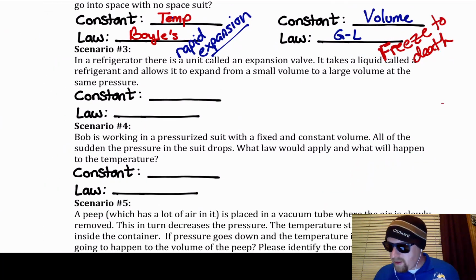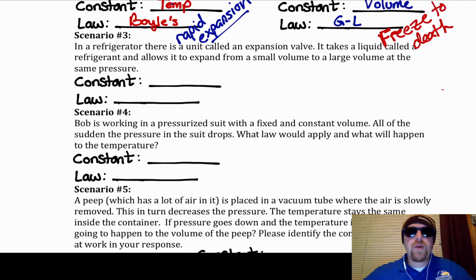All right, scenario number 3. In a refrigerator, there is a unit called an expansion valve. It allows gas to expand, hence its name. It takes a liquid called a refrigerant and allows it to expand from a small volume to a large volume at the same pressure. And really, it's allowing it to expand into a gas. So it starts to turn into a gas, and then that gas expands rapidly. So the volume here is changing, but it's happening at the same pressure. So the key idea here is that we are going to hold pressure constant.